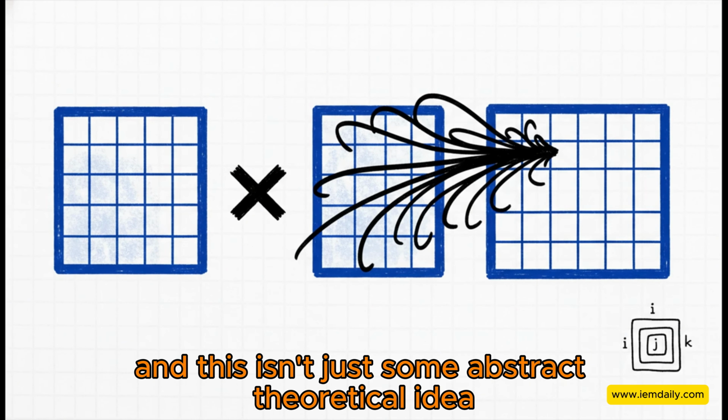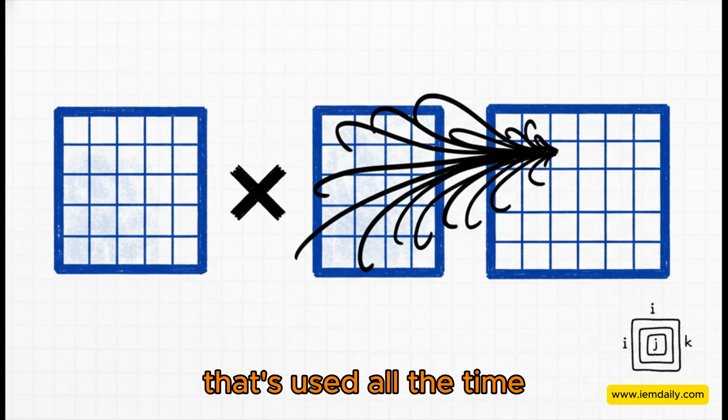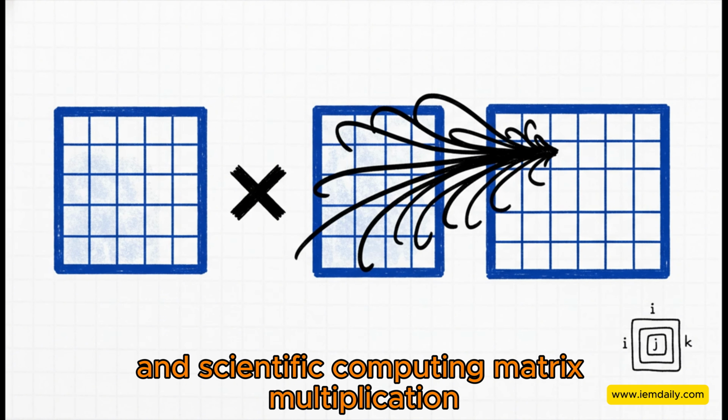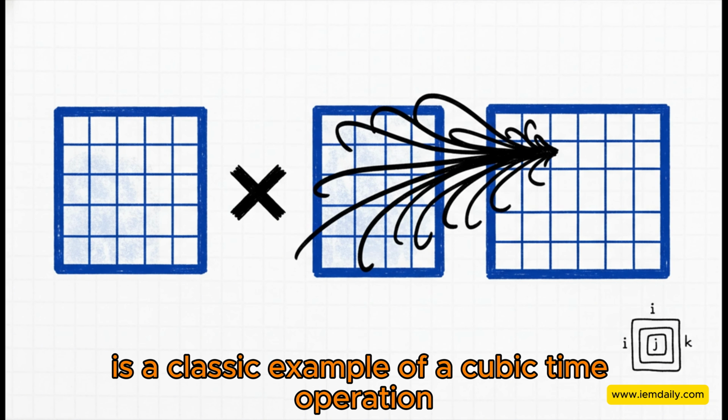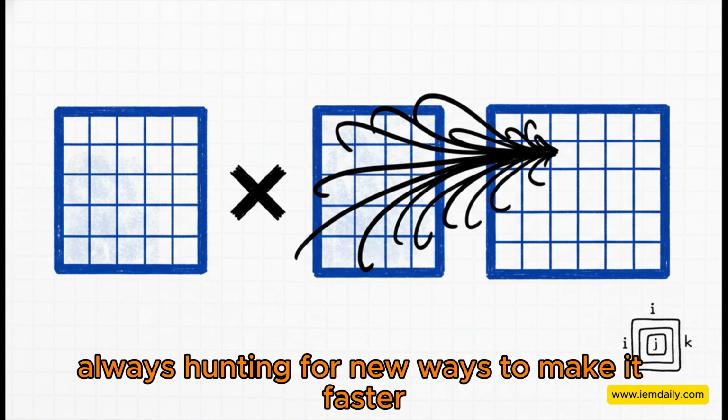And this isn't just some abstract theoretical idea. A super common and important algorithm that's used all the time in things like computer graphics and scientific computing, matrix multiplication, is a classic example of a cubic time operation. And this is exactly why researchers are always hunting for new ways to make it faster.